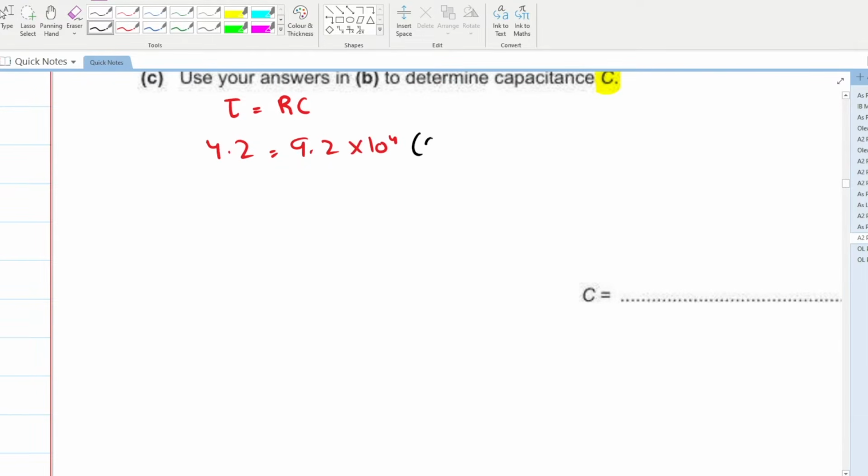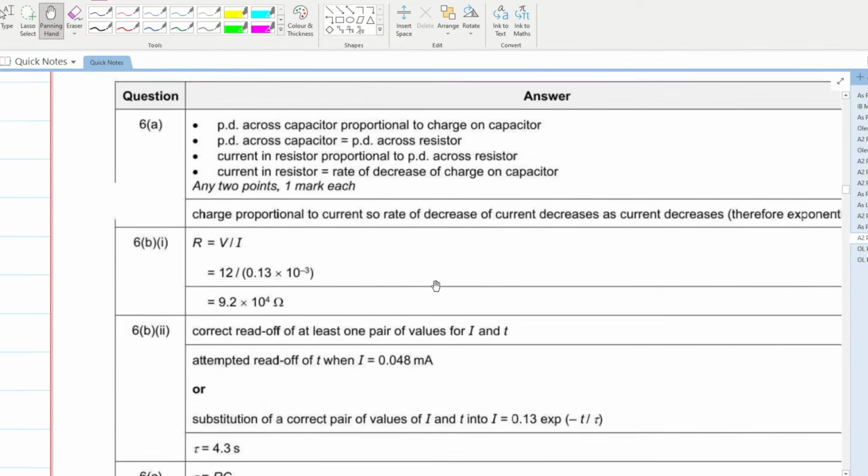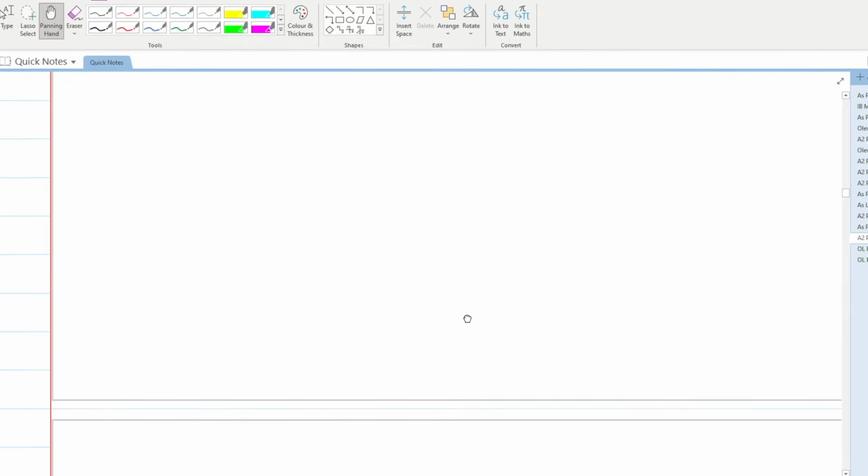Capacitance C किसके equal आ जाएगी? Let's calculate that. Answer divided by 9.2 into 10 to the power of 4. Capacitance C comes out to be 4.6 into 10 raised to the power of minus 5 farads. That is your capacitance. Simple as that, nothing complicated. Let's move on to the next question.